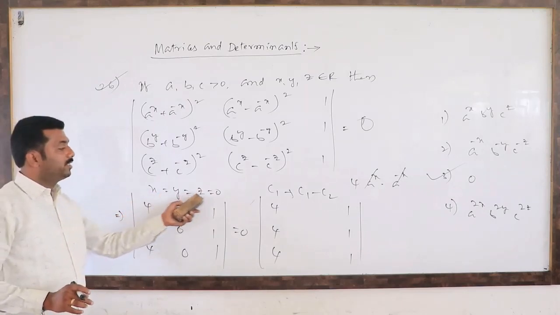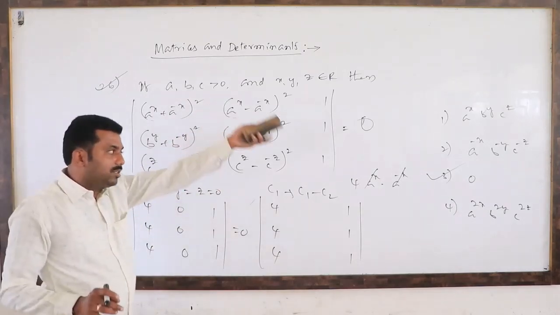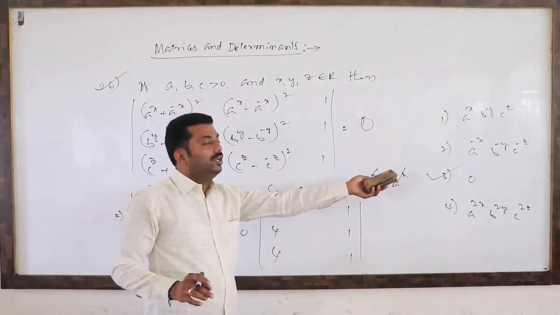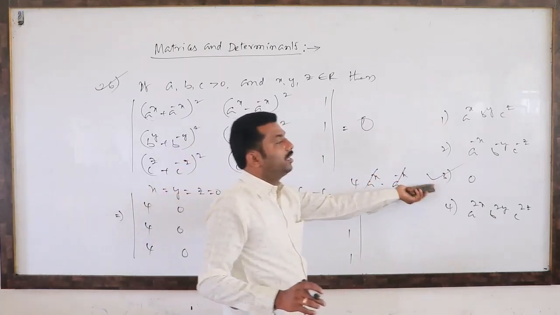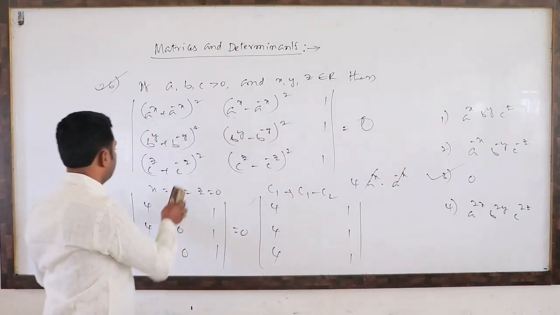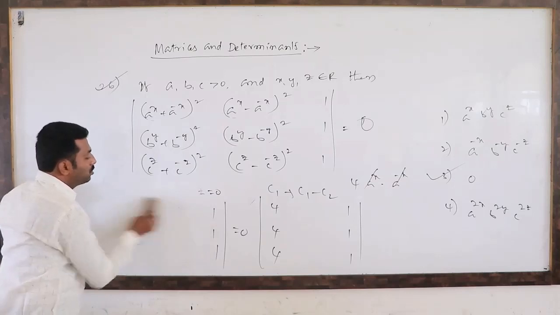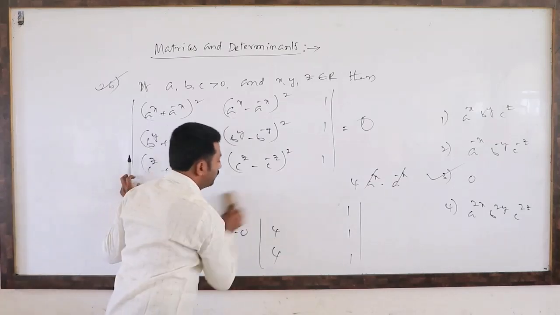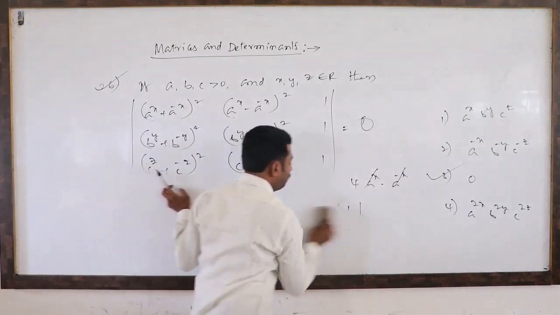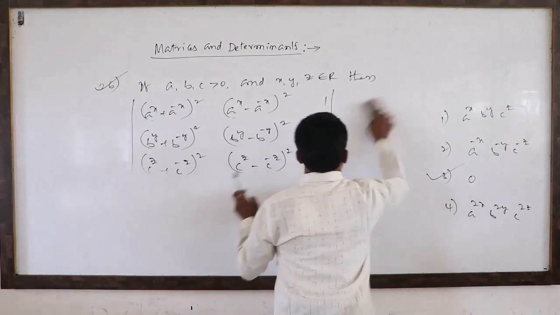So better, x, y, z equal to 0. In the 4 options also, x, y, z 0, which option gives 0? Nothing but clearly the third option. So this is the shortcut way to solve these types of questions. Next.